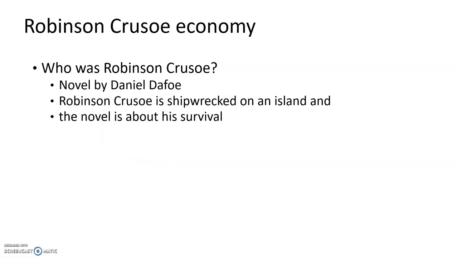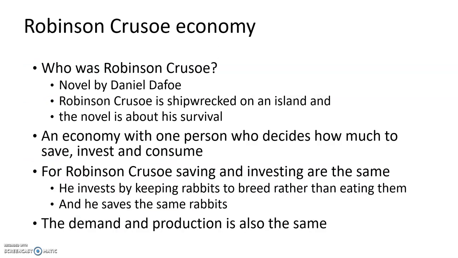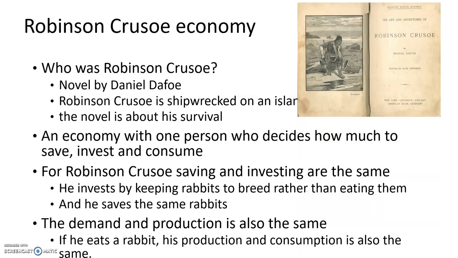Robinson Crusoe economy. To understand the last equation on the previous slide, imagine an economy with only one person who has to decide how much to consume, invest, and save, a Robinson Crusoe economy. For Robinson Crusoe, saving and investing are the same. He invests by keeping rabbits to breed rather than eating them, and he automatically saves the same rabbits. The demand and production are also the same. If he eats a rabbit, his production and consumption are also the same.